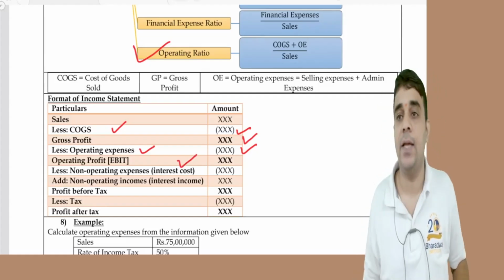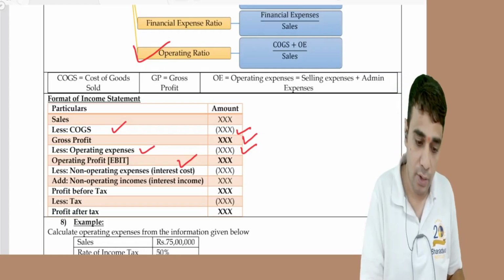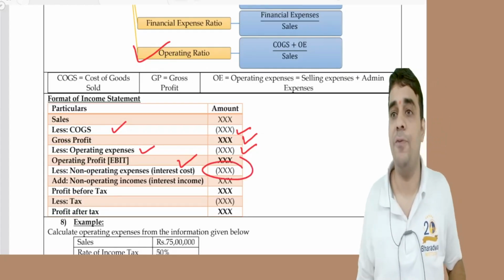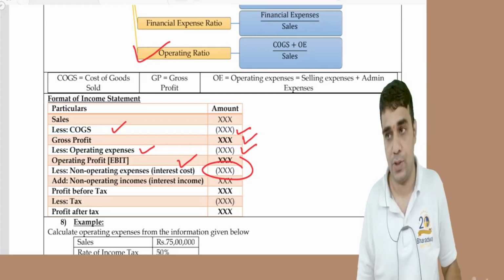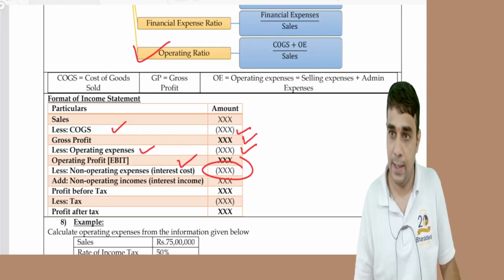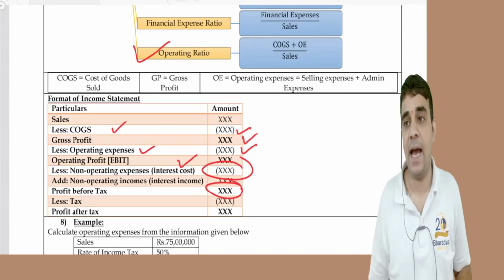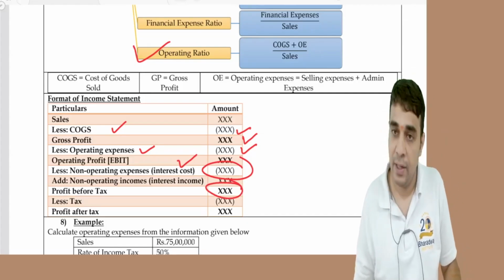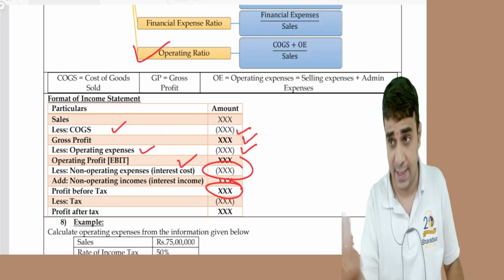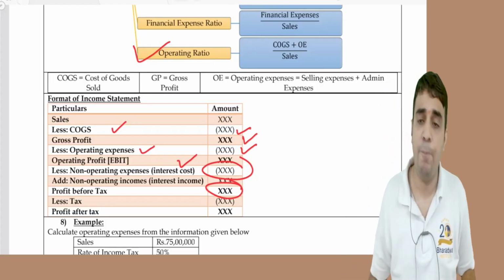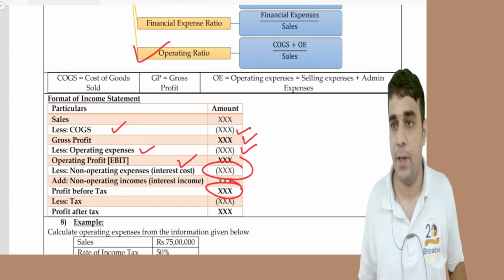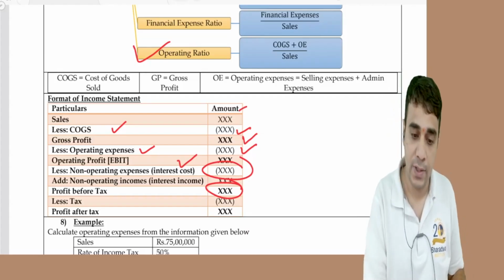Non-operating expenses are there, like interest cost. Again we have a ratio called financial expenses ratio, only the interest part. PBT by sales is called pre-tax profit ratio. Tax ratio is not there, but I can do a tax by sales ratio also if I want. And post-tax profit ratio, net profit margin. Okay. More interested in this format.